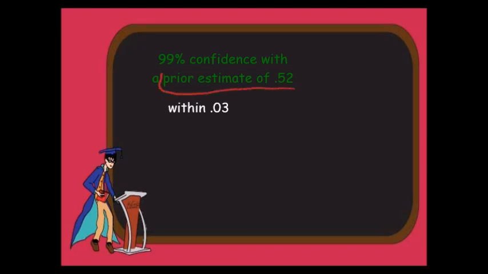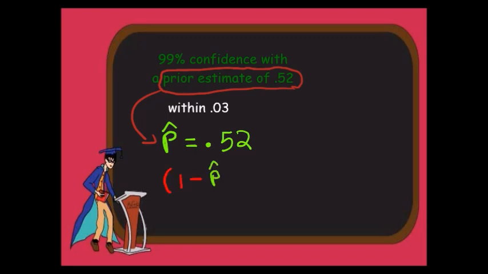Now, when we're talking about prior estimates in sample sizes, we refer to them as P hat, and that's 0.52. Now we need to evaluate its counterpart, which is 1 minus P hat, which is simply 1 minus 0.52. For those of you who can do this quickly, you should get about 0.48. If not, pull out your calculators, but it is 0.48. You need your P hat and your 1 minus P hat because we are given a prior estimate.